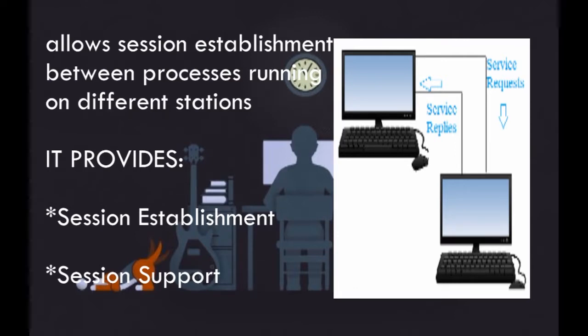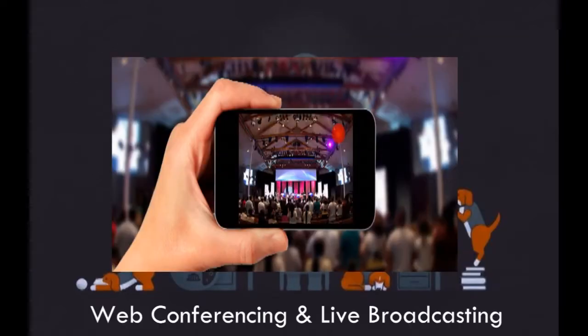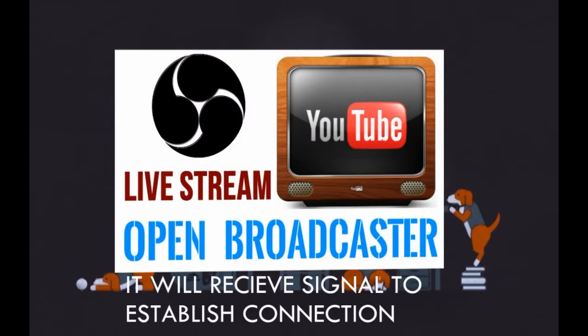Some examples of the functions of the session layer: it acts as a liaison for the presentation layer, just like web conferencing and live broadcasting. Let's say you are watching a video from a website you are streaming, YouTube. The session layer could receive a signal from the presentation layer to establish a connection. Let's say it is HTTP, and once the channel is open, the session layer should transport and wait for the next signal.